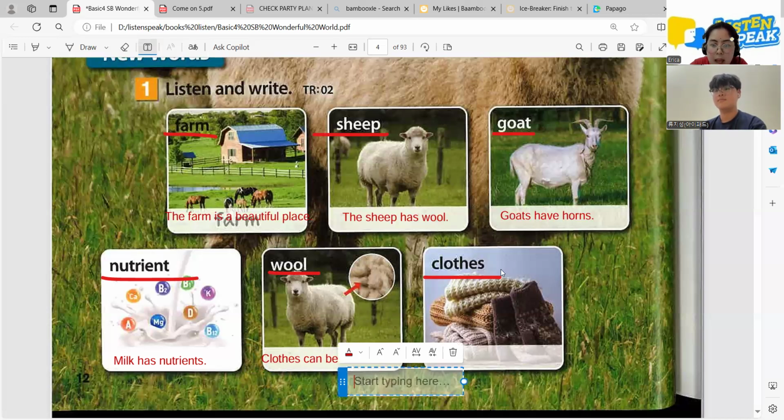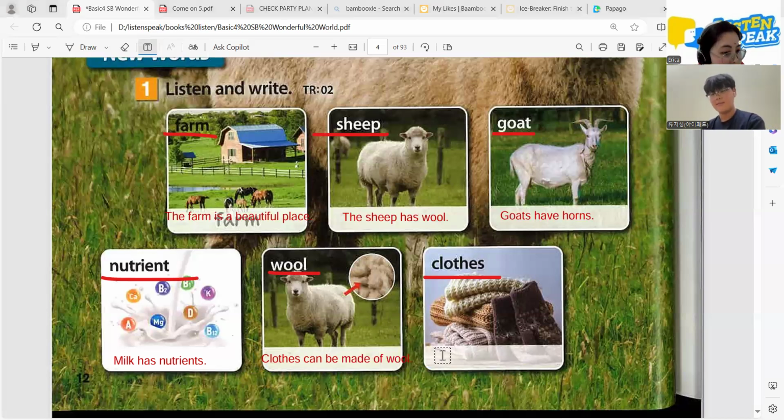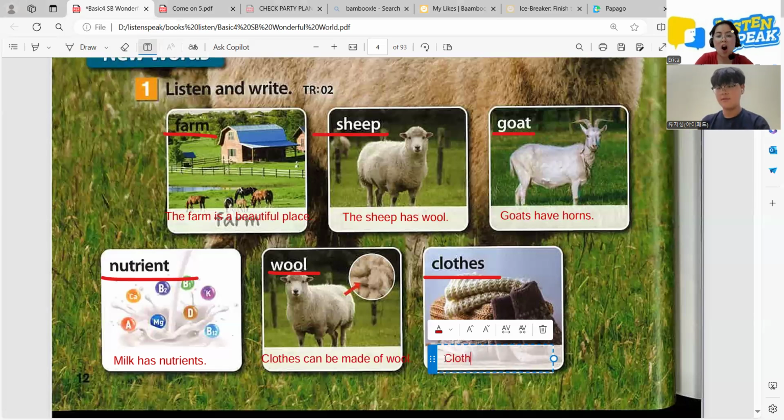All right. Next, clothes. Clothes is too supple. Ah, soft. Yes. See, clothes are, right? Clothes are soft. Okay.